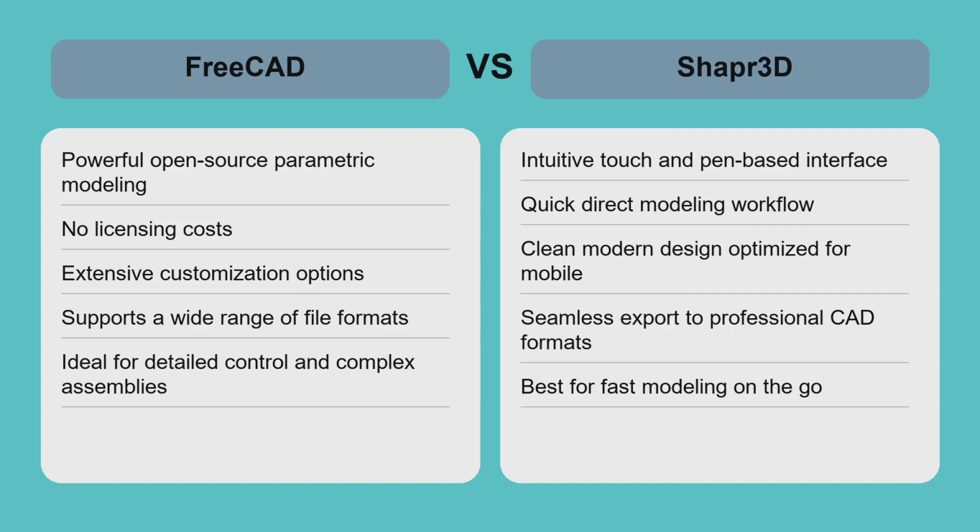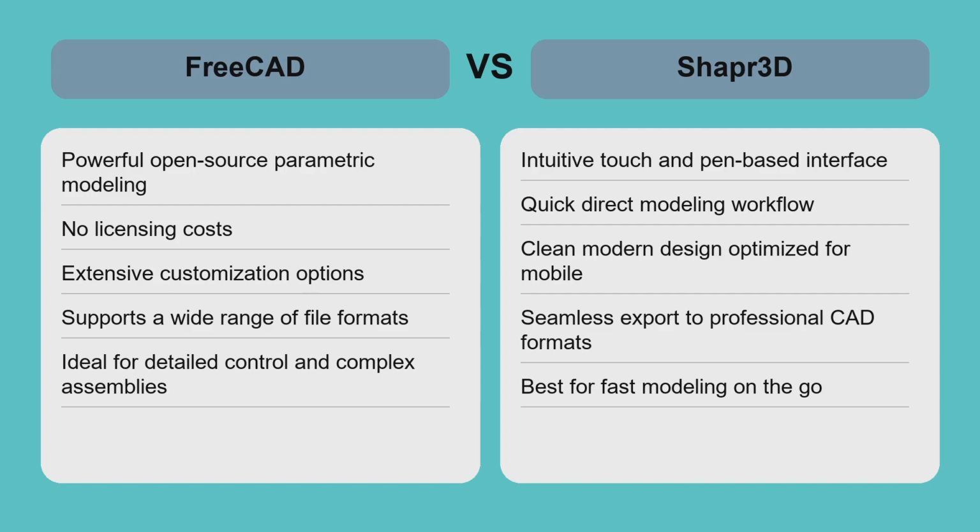Shapr3D shines with its user-friendly touch interface and direct modeling, ideal for quick iterations and mobile workflows, especially on iPad. However, it comes with subscription fees and less parametric depth. For example, a mechanical engineer designing intricate parts may prefer FreeCAD's parametric control, while a product designer sketching concepts on a tablet might favor Shapr3D's fluid interface.